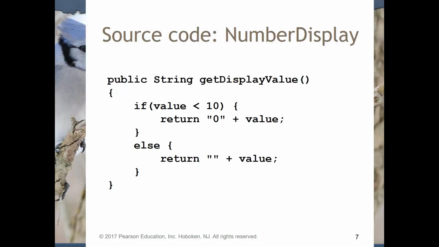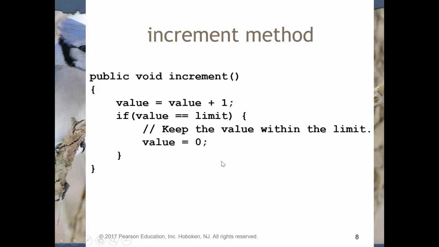Get display value. We have a value less than 10, then "0" plus value. Remember from our last lecture, if you start with a string, everything becomes a string, so this will get converted. Otherwise, if it's greater than or equal to 10, we don't need to pad a 0. Increment method. The increment method is a mutator, and it's just going to go ahead and increment whatever value it is by 1. So in this case, value equals value plus 1.